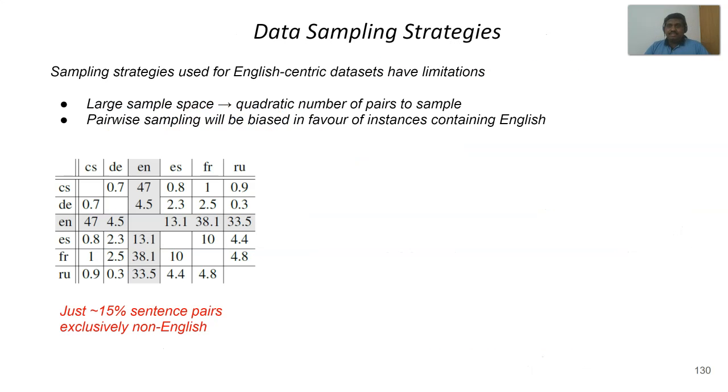Now once you have this kind of a language pair, how do you sample from this? The standard way to address data imbalance in English-centric datasets is to do some sort of temperature-based sampling. However, given the large sample space, you have to mine from a quadratic number of pairs. This may still be English-centric, and the sampling may be biased in favor of English. So for example, in the WMT set we just saw, just 15% of the sentence pairs are exclusively non-English, and hence the sampling will still have a larger representation for English.